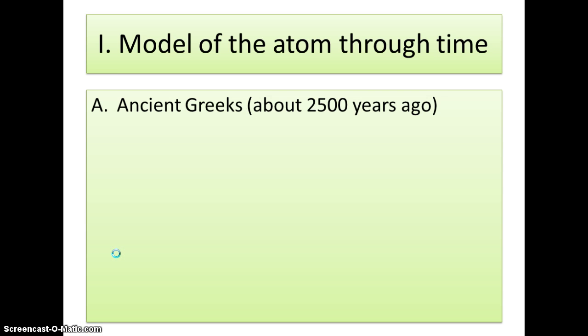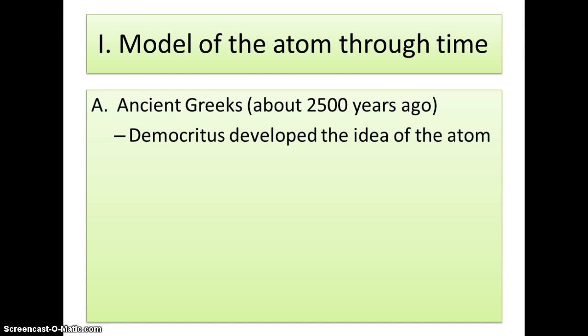First, what we're going to talk about is how the model of the atom has changed throughout time. First we're going to talk about the ancient Greeks, which were about 2,500 years ago, so this was a long time ago. There was this guy named Democritus, and he was the first one to develop the idea of the atom. To him, the atom came from a Greek word called atomos, and so it's shortened to atom, and it just means uncut or indivisible.